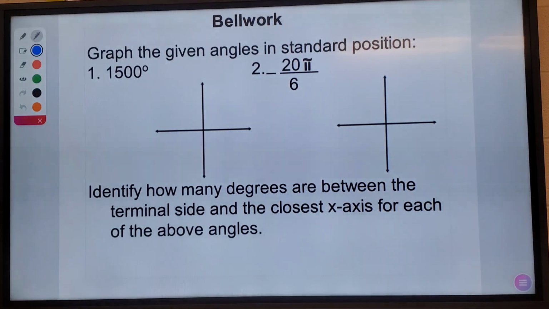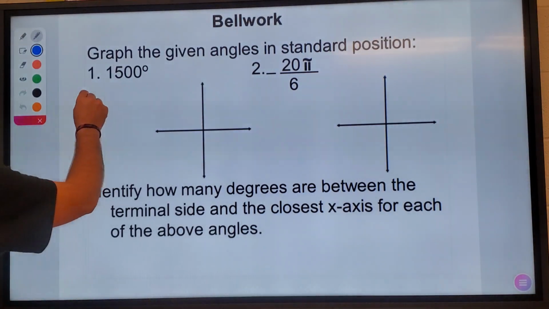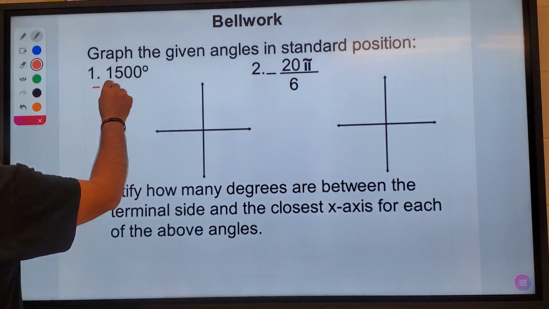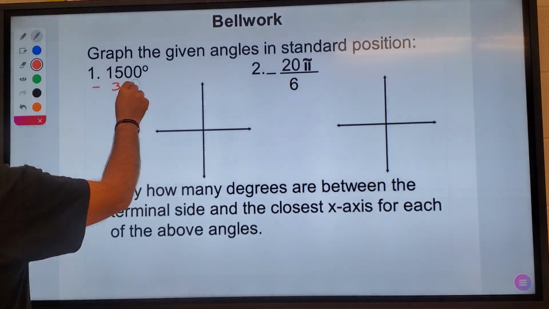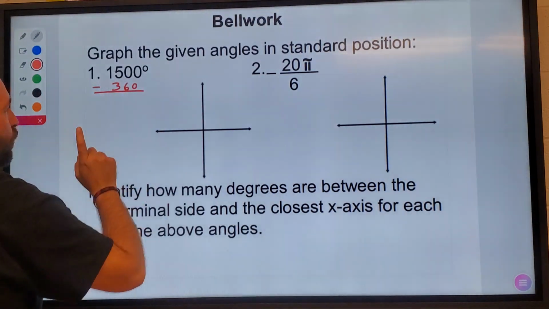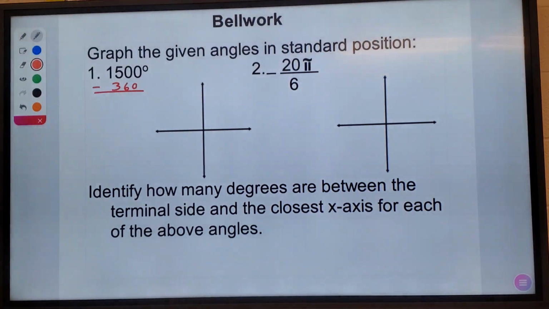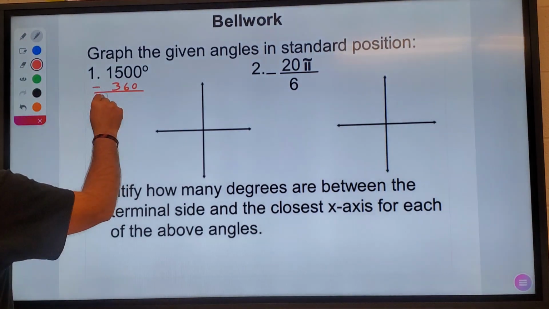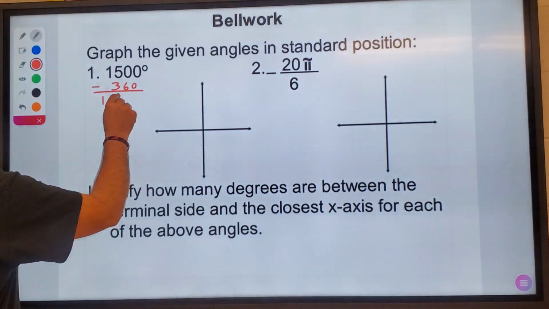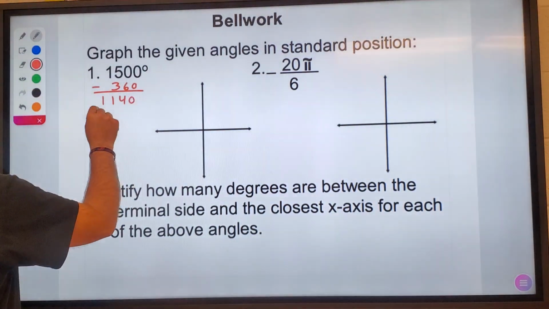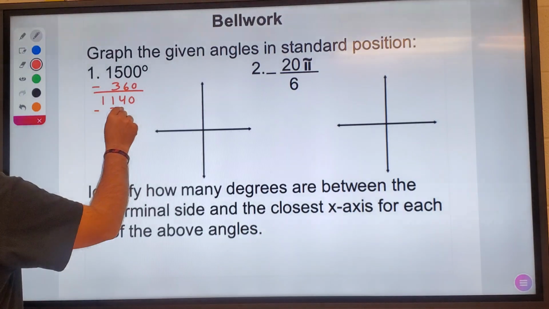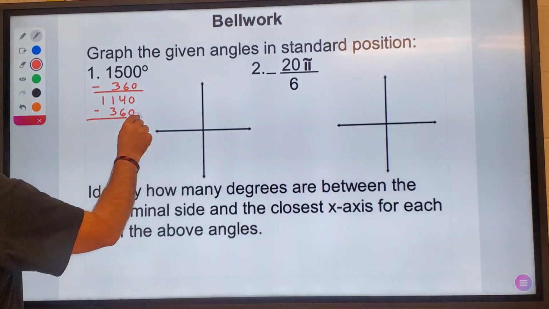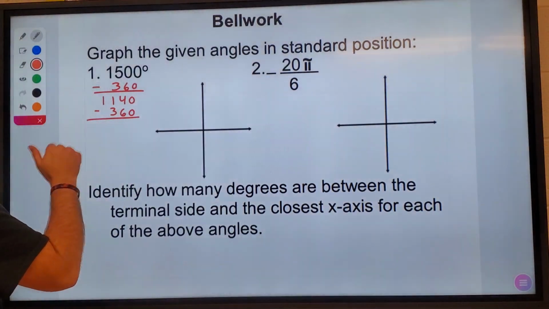Okay, so number one here, graph the given angles in standard position. We're going to take that 1500 and I'm going to subtract 360. Again, why is it 360? It's 360 because one full rotation is 360 degrees. So if I take 1500 and I subtract 360, I get 1140 degrees. And I'm going to continue to subtract 360 until I get between 0 and 359.